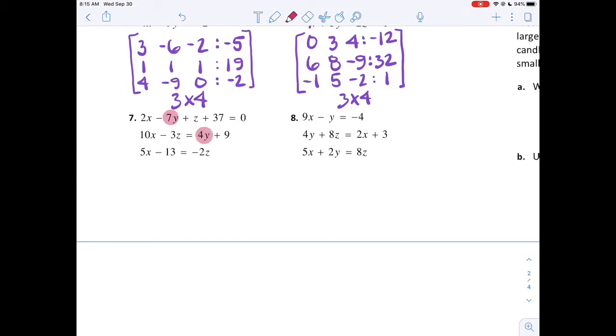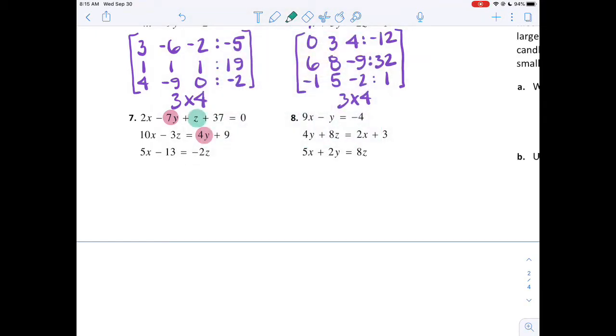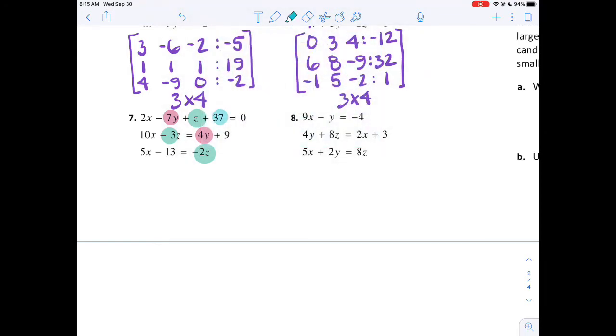I'm not going to highlight my x's, but I'll highlight my y's. Oh, third equation doesn't even have one. I'll highlight my z's. And I will highlight my constants. All right, let's go ahead and get to work.